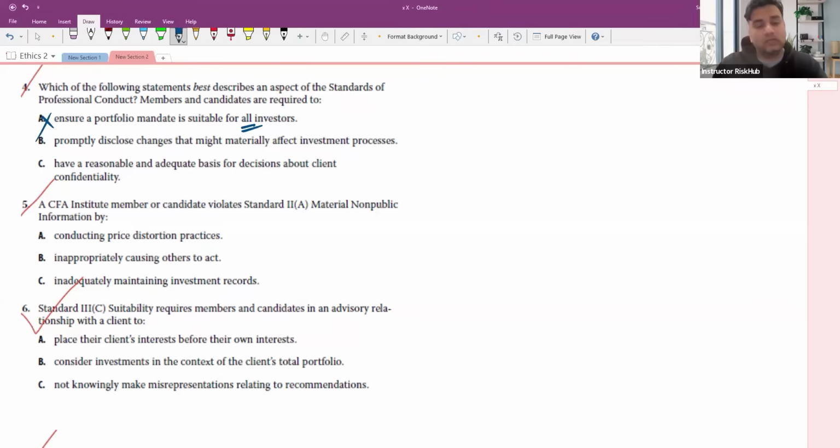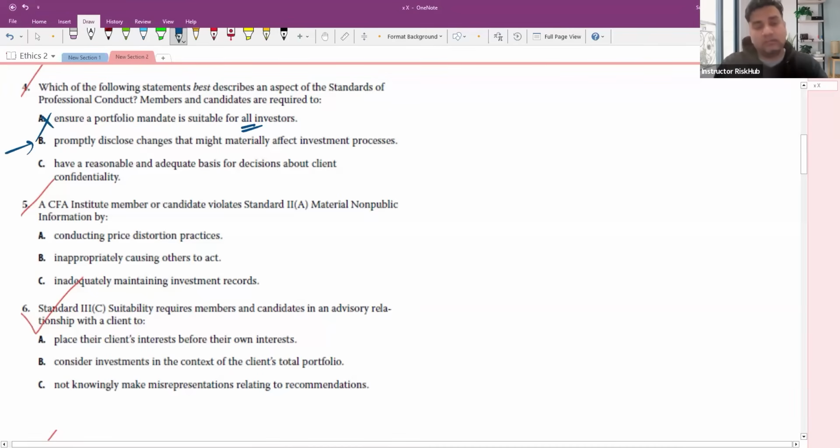Okay, then we look at option B. Members and candidates are required to promptly disclose changes that might materially affect the investment process. Yes, right. Clients must be informed of material changes, not surprised later. So clients should never learn of changes after losses have occurred. So this seems reasonable. Let's look at option C.